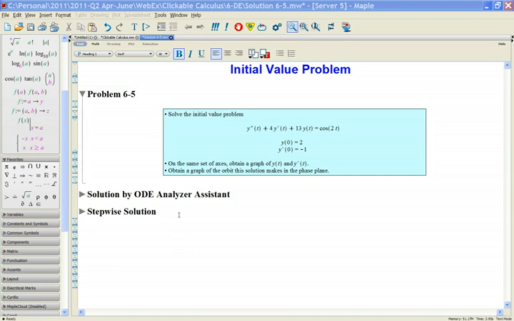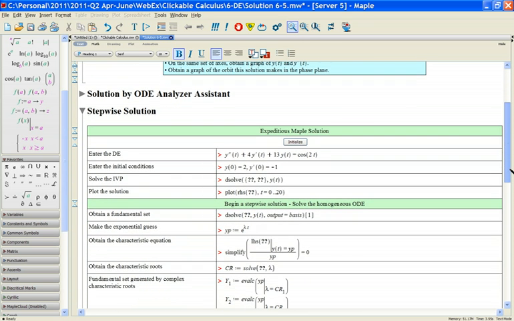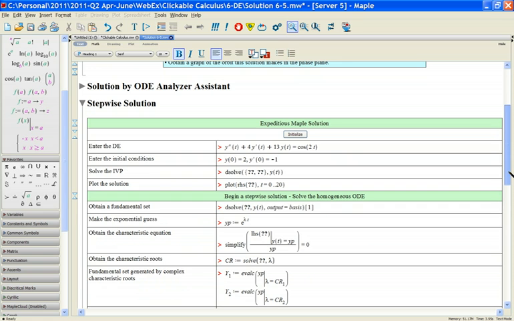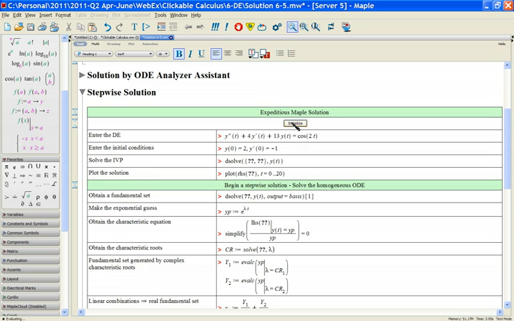Although this next set of computations, which comprise a stepwise approach to solving this problem, are not set up in this interactive clickable style, they illustrate a pedagogical approach which I think is effective based on the experience that I had using Maple in the classroom at Rose-Hulman.